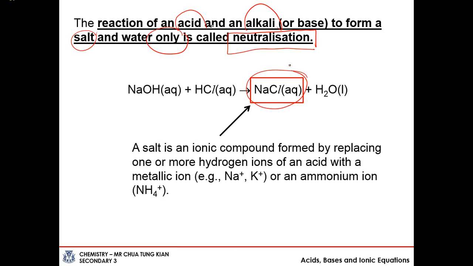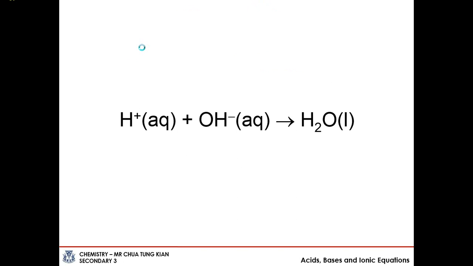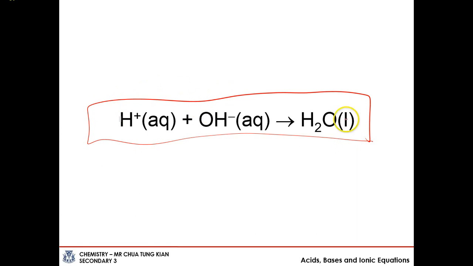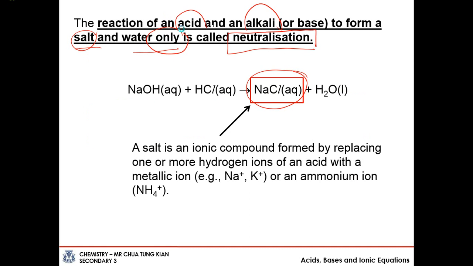So quick recap first. Neutralization is acid and alkali giving us salt and water only. And this is the equation for neutralization. H plus and OH minus gives us H2O. This is the ionic equation. Later on, we will cover a little bit more on how to derive this ionic equation from the original chemical equation here.